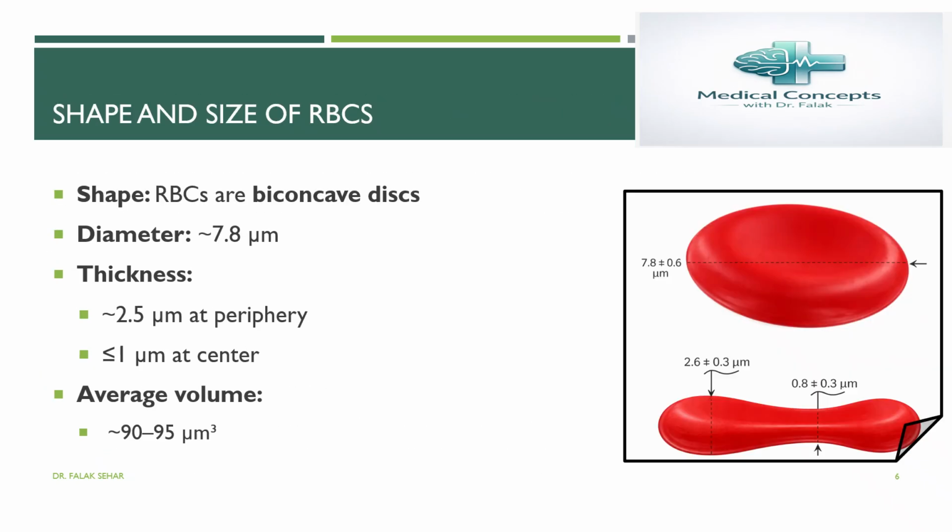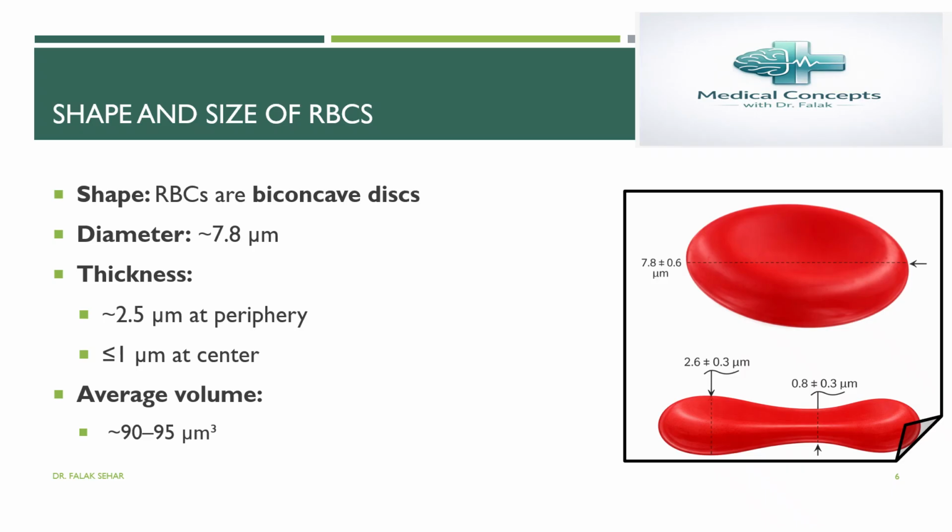In this slide, we are looking at the shape and the size of the red blood cells. Red blood cells have a biconcave disc shape, which is a very important structural feature. This shape increases the surface area for gas exchange and also allows the cell to deform easily while passing through narrow capillaries. In terms of size, the average diameter of a red blood cell is about 7.8 micrometers.